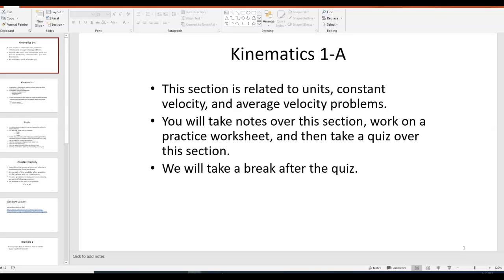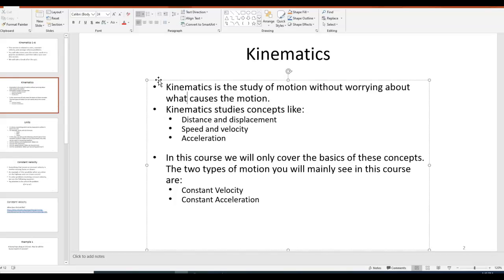Okay, so this video is going to be over kinematics 1A. This section of the unit is related to units, constant velocity, and then average speed and average velocity problems. The plan is that you're going to take notes over this section, work on a practice worksheet, and then you're going to take a quiz over this section.